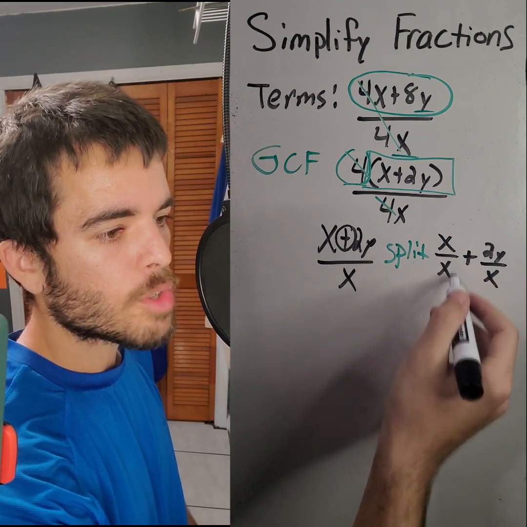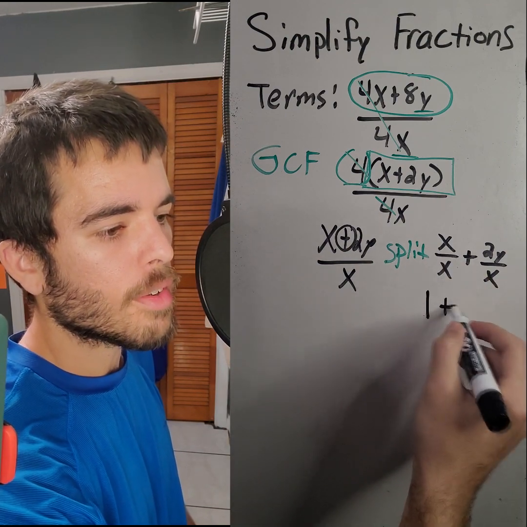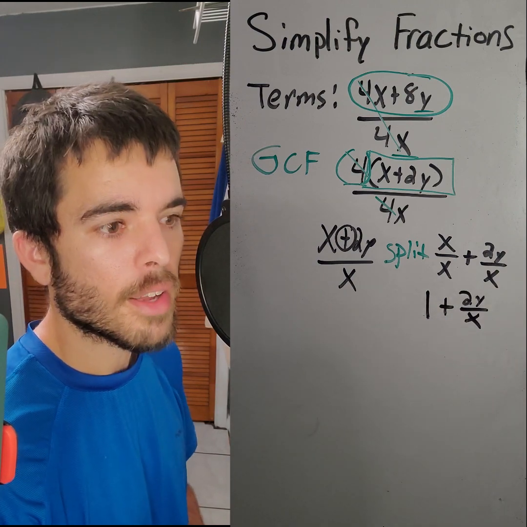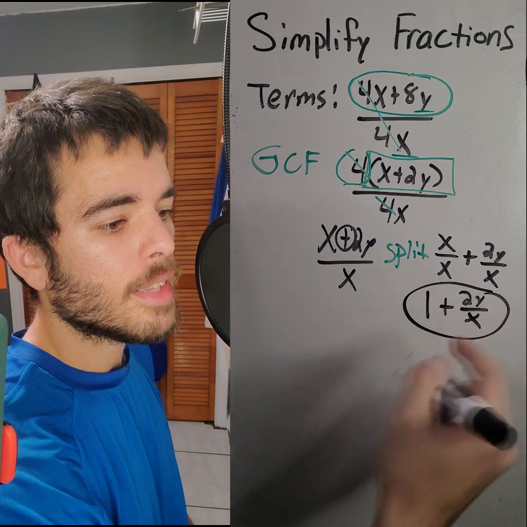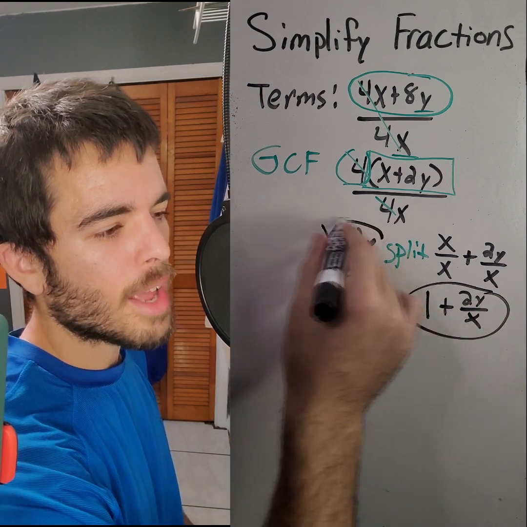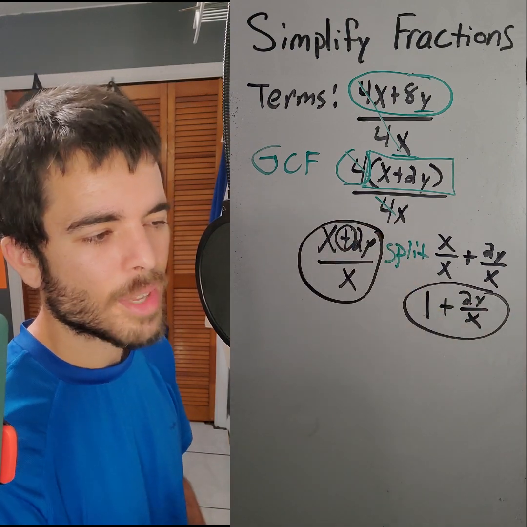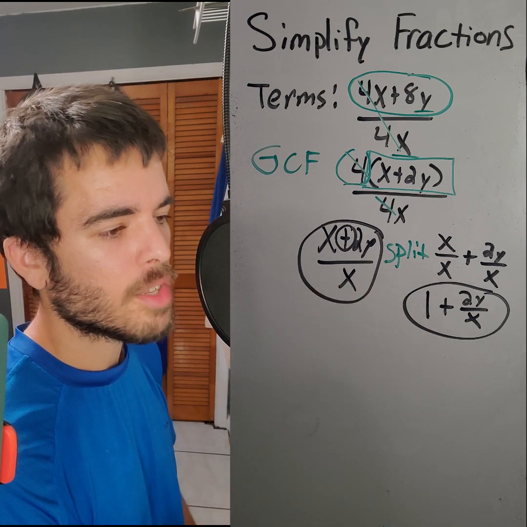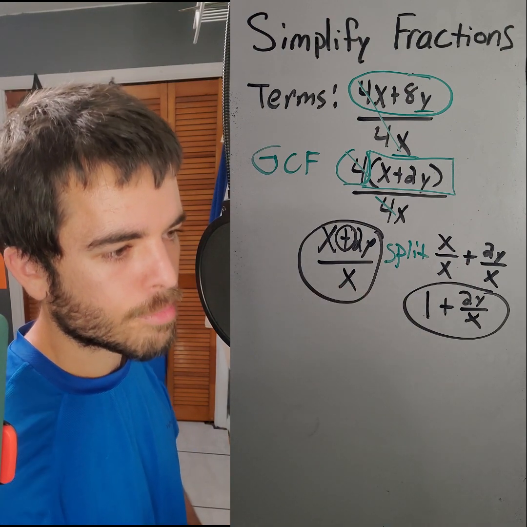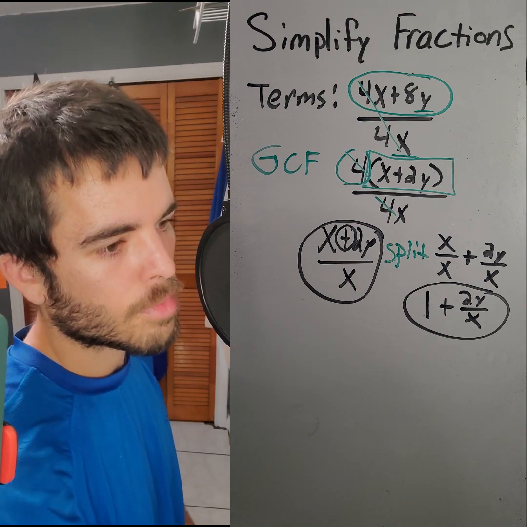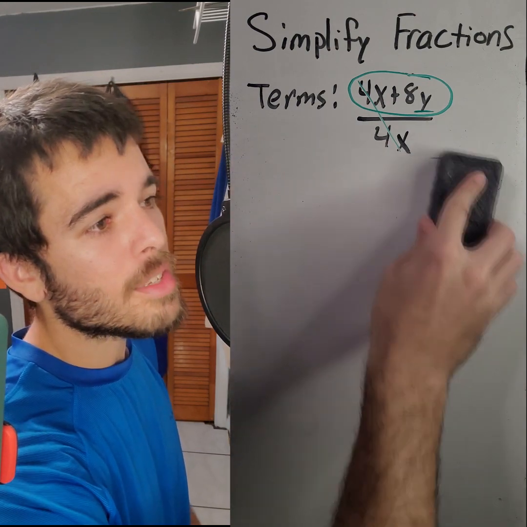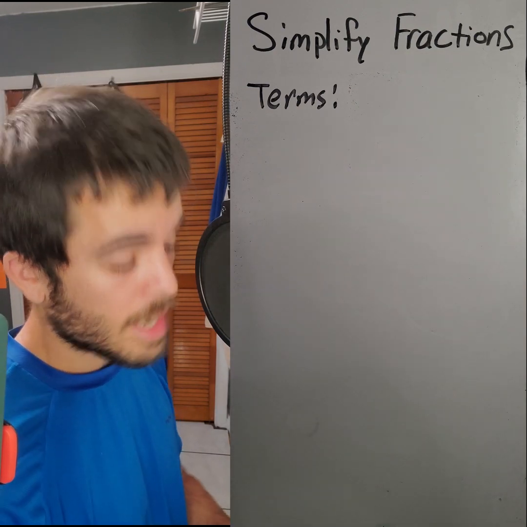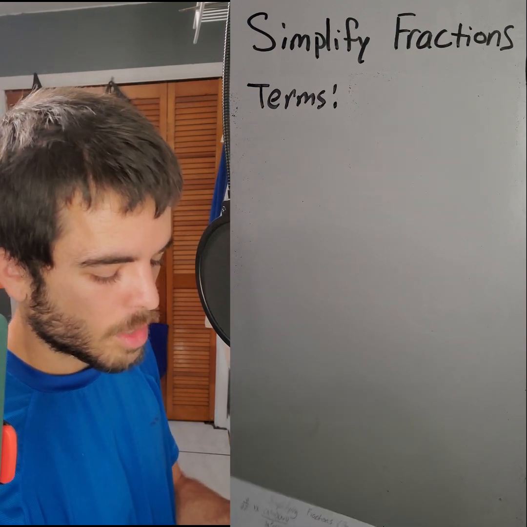Now from here we have x over x, which is just going to become 1. And then the 2y over x cannot be simplified, so you're still stuck with that. That's a good final answer. However, x plus 2y over x is also a pretty good final answer as well. You might see both of these as potential answers on your test. The key takeaway when dealing with terms in a fraction is that you're going to want to look for a GCF of some sort. Let's do another one.